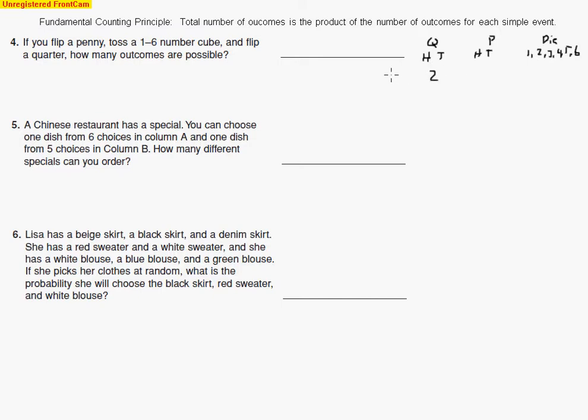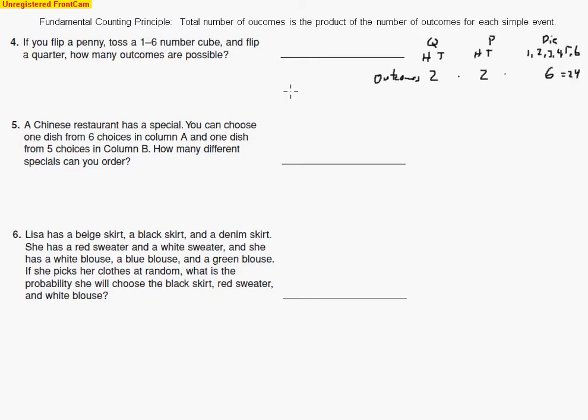So here there are 2 different possible outcomes, here there are 2 outcomes, and here there are 6 different outcomes. If you just multiply all these numbers together, 2 times 2 times 6, that gives us all the outcomes that we end up having, 24.